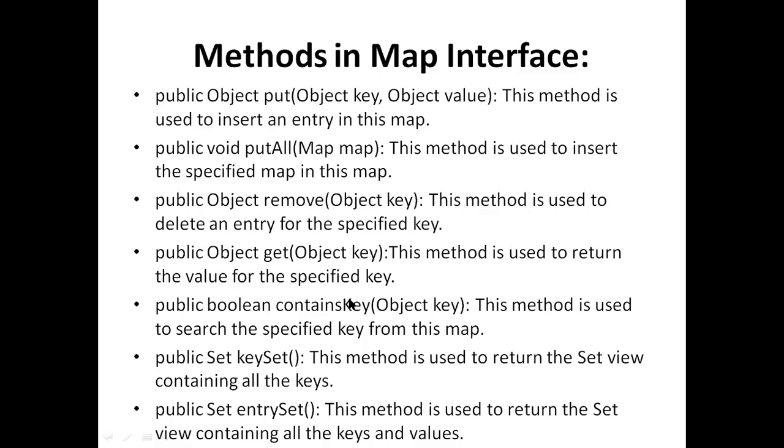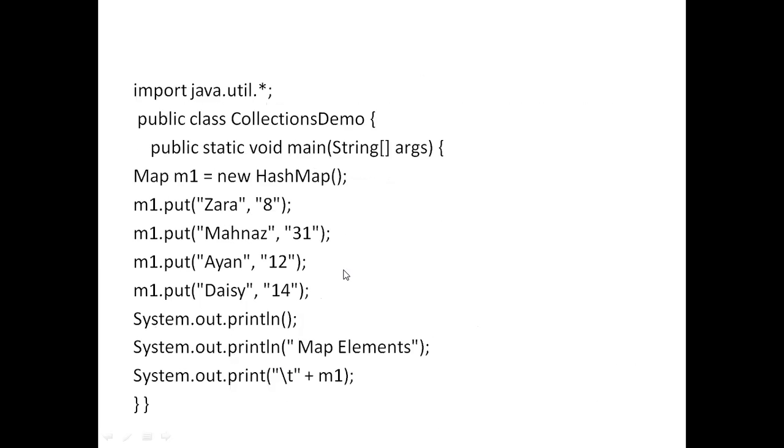Boolean containsKey. Set keySet is used to return the set view containing all the keys. Okay, entrySet is used to return the set view containing all the keys and values. Here only keys, here entrySet means keys and values. Here we'll see one example.